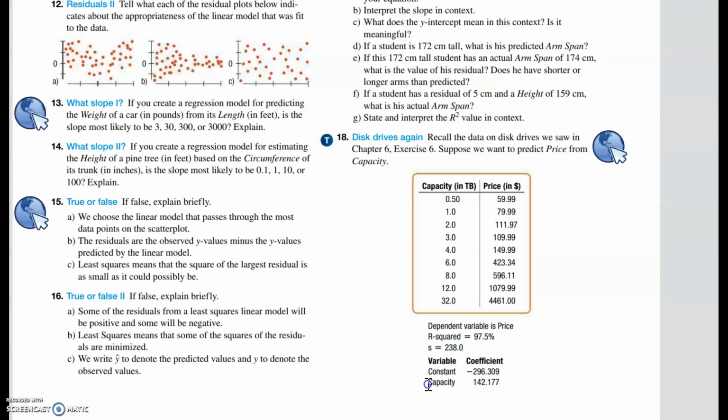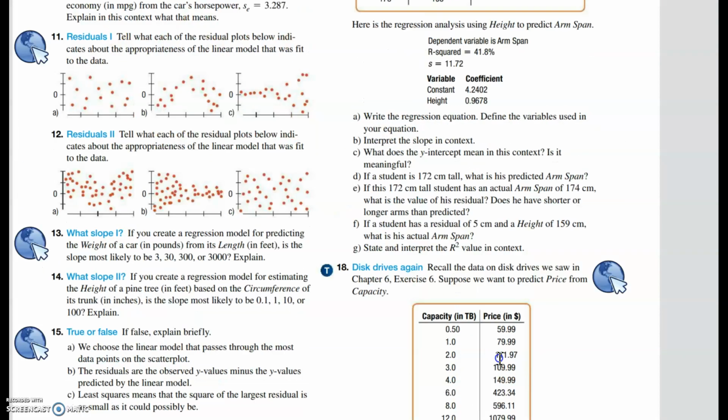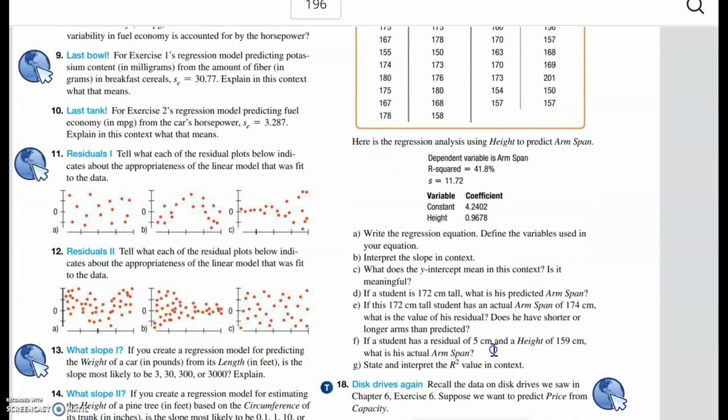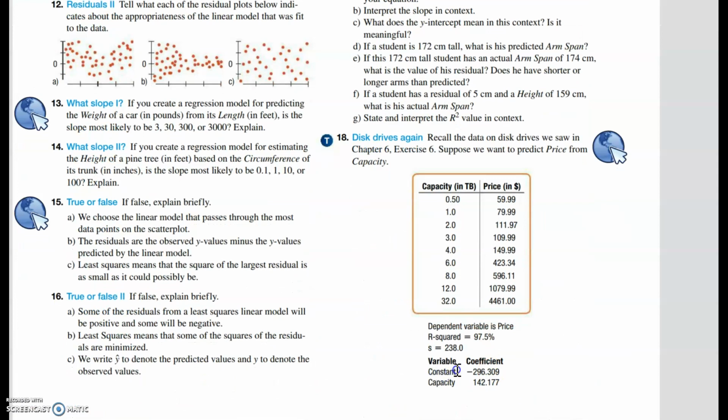From the previous video, we know that is the slope right there. And so whenever you have the explanatory variable and the coefficient of it, that's your slope. In other questions, like for example number 17, it says height, it says coefficient, and so in that one 0.96 would be your slope. And then where it says constant, it means it's not a variable, it's just a number without a variable next to it, and so that would be your intercept, which is negative 296. I don't know why they just don't say intercept and slope. That would make more sense. But anyways, that's how they do it.